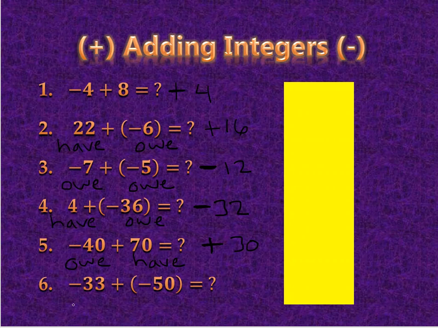Okay, and then the last example, we have a negative 33, and we're adding that to a negative 50. So if you owe $33 and you owe another $50, obviously when you combine those, you're going to owe, and 33 plus 50 is 83.